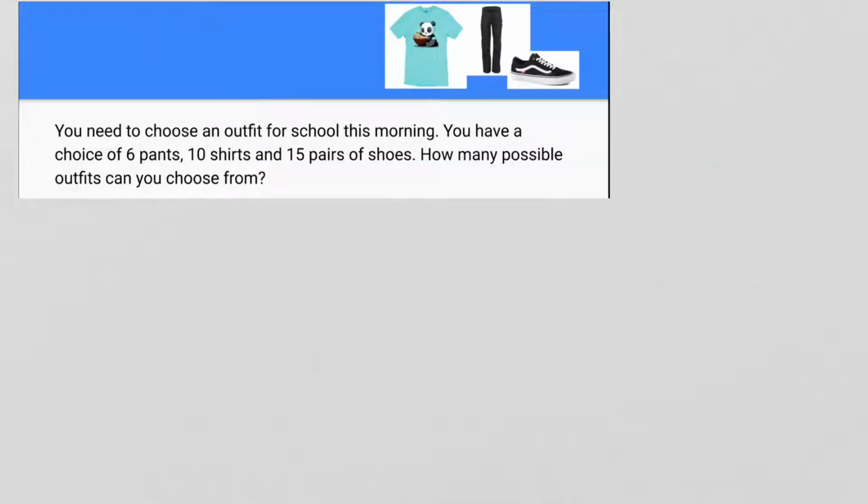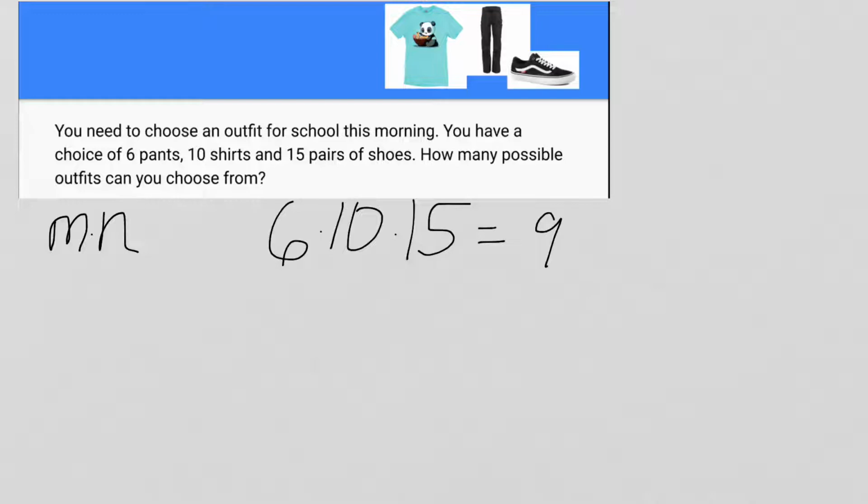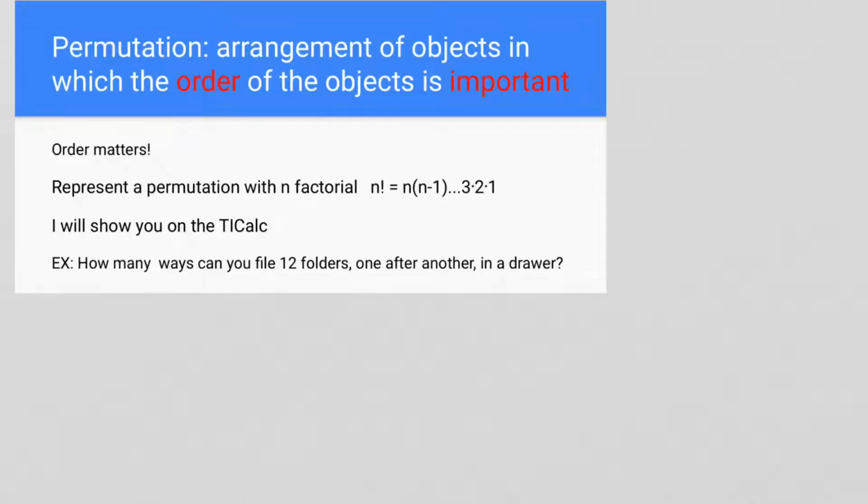All right, here's a second example. You wake up in the morning, you need to choose an outfit for school. You have a choice of 6 pants, 10 shirts, and 15 pairs of shoes. How many possible outfits can I choose from? So again, I'm using my fundamental counting principle. I'm going to be multiplying things here. Here I have 6 possible pants, 10 possible shirts, and 15 possible pairs of shoes. When I multiply these all together, I have a possibility of 900 outfits. That's crazy, right?